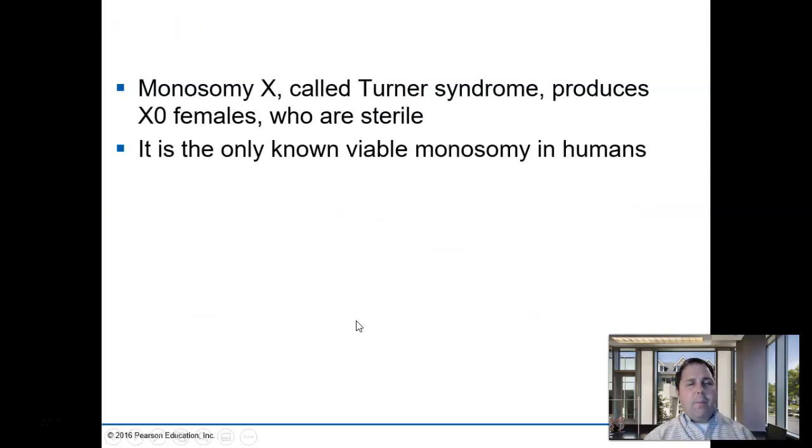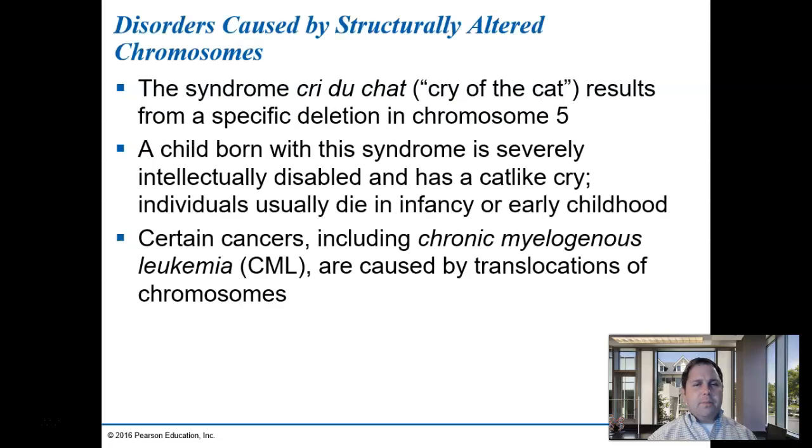And there's also a monosomy on X, which creates females with 1 X chromosome, and they put an O there to recognize they only have 1 X. This is the only viable monosomy in humans, so the only human chromosome that you can only have 1 copy of. XO females are sterile, but otherwise I don't think major medical issues.